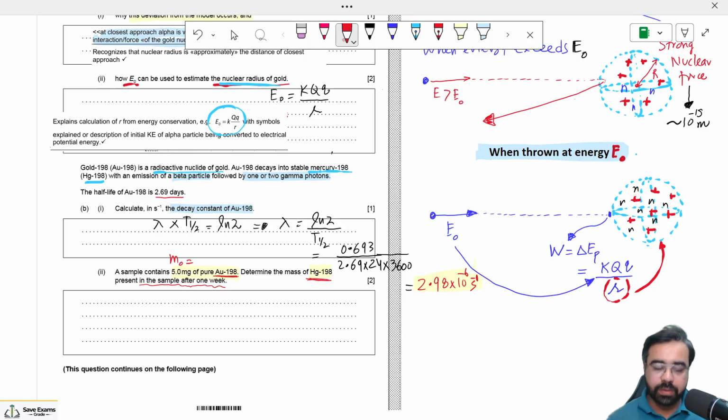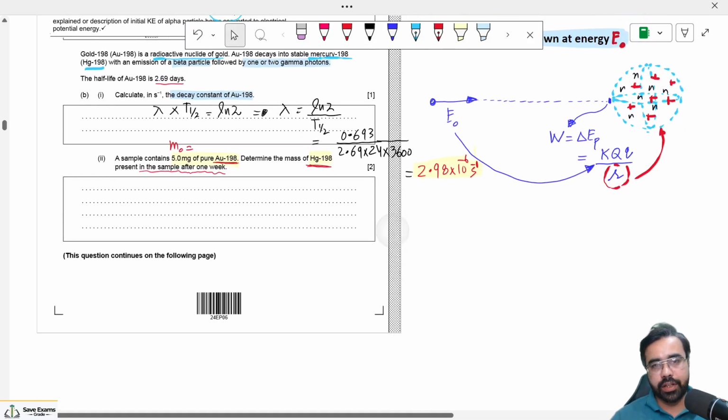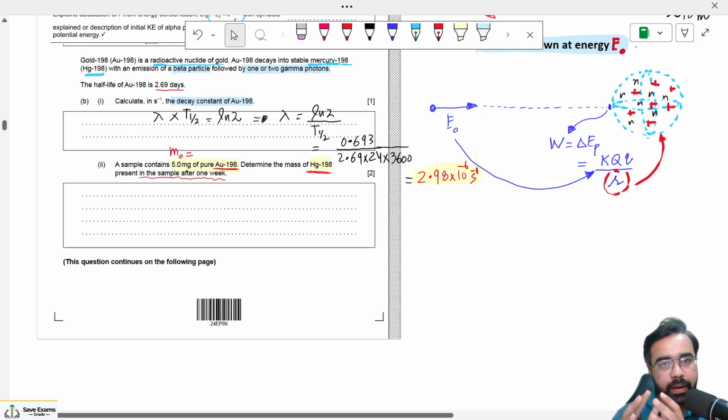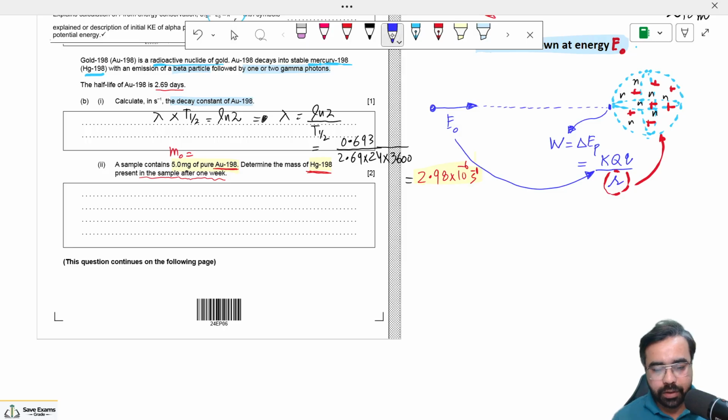Now we have two methods, for SL and HL, right? I will tell you the alternative method for HL students later. Let's go through the SL method first. If we find the number of half lives which were spent in 1 week, we can use that, because after every one half life, the amount of this substance will reduce to one half, right?